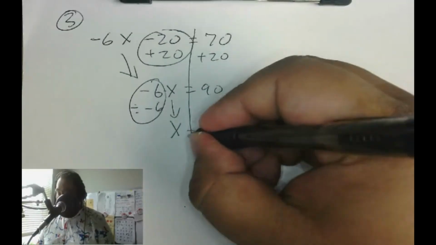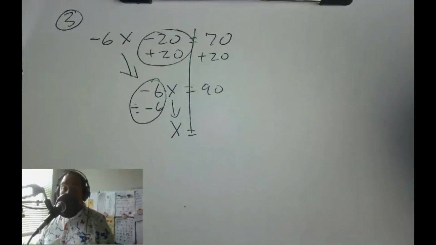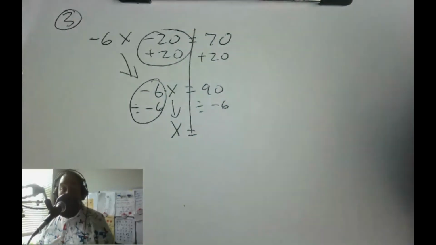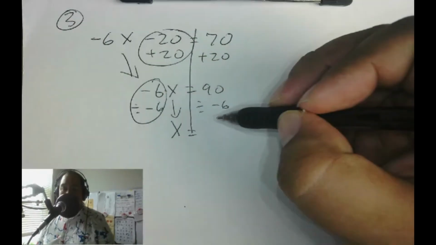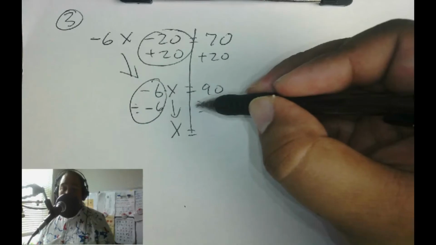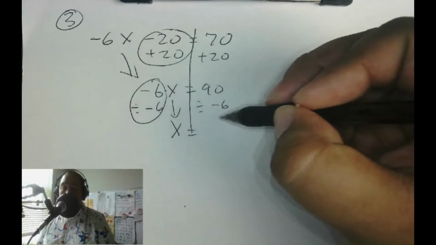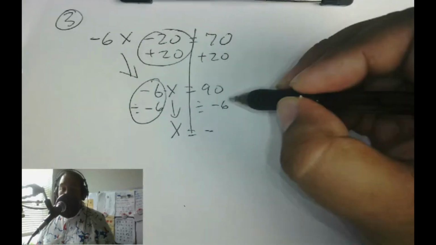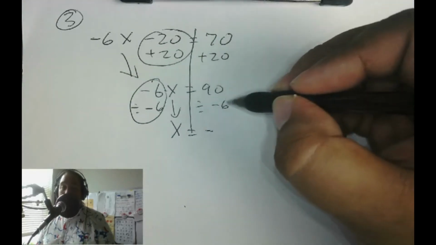X is equal to, well, whatever I do to one side, I have to do to the other. So now I have 90, and I'm dividing that by the negative 6 on this side. 90 divided by a negative 6. So I have a positive number divided by a negative number. Since there's only one negative, I know my answer is going to be a negative. So now I'm just going to worry about 90 divided by 6.